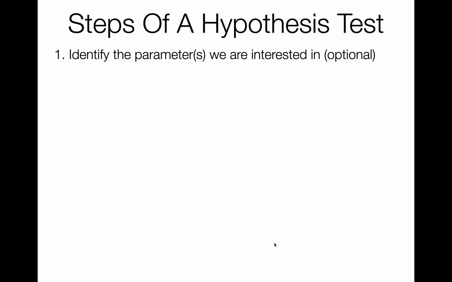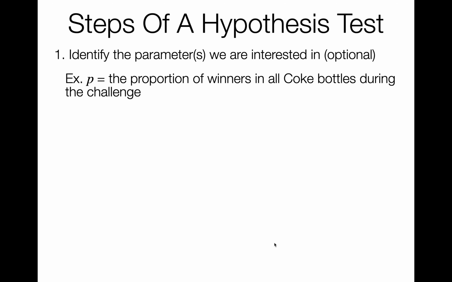Again, a parameter is a value about the population. Okay, so for a coin, it's like the true probability of being heads, for all flips ever. So an example would be, in my example that I used in lesson 6 and I believe in lesson 7 as well, P would be the parameter that I'm looking for, and I would define P as the proportion of winning bottles in all Coke bottles during the challenge that I talked about before.